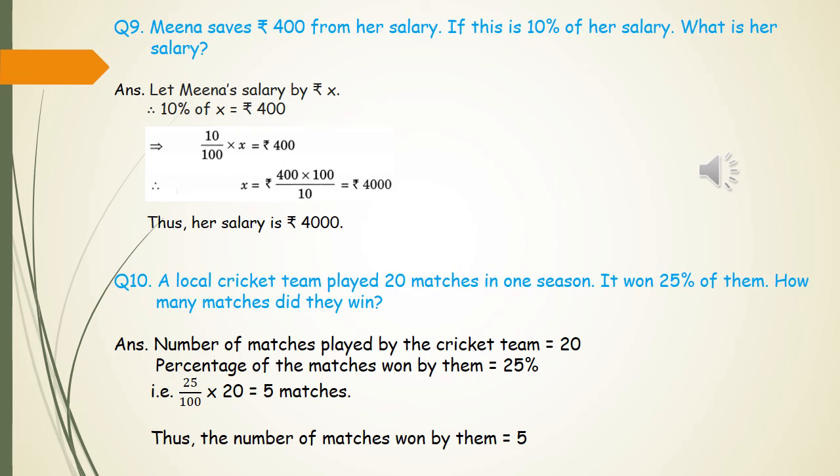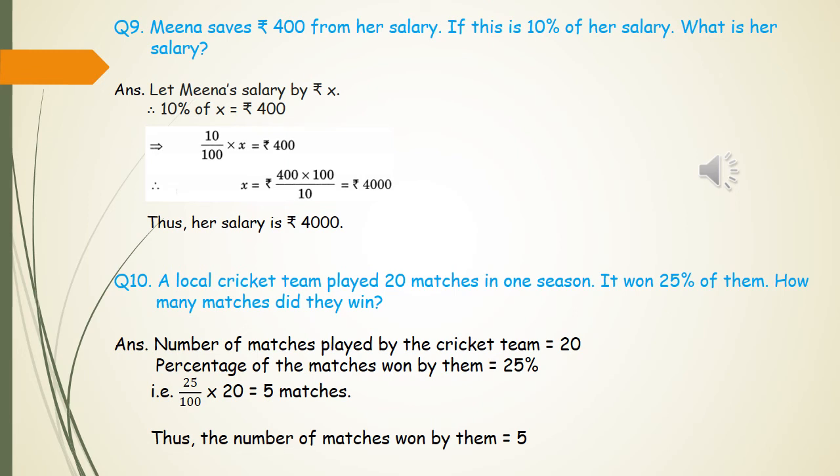Question number 9. Beena saves rupees 400 from the salary. If this is 10% of her salary, what is her total salary? Remember, this is the sum which I was talking about in the previous slide, that here 10% of 400 will not be calculated, because 400 is 10% itself of the whole salary. Whole salary is not provided. Whenever the whole amount is not provided, we have to take it as x, and we have to calculate the given percentage of x, and we have to equate it with the given amount.